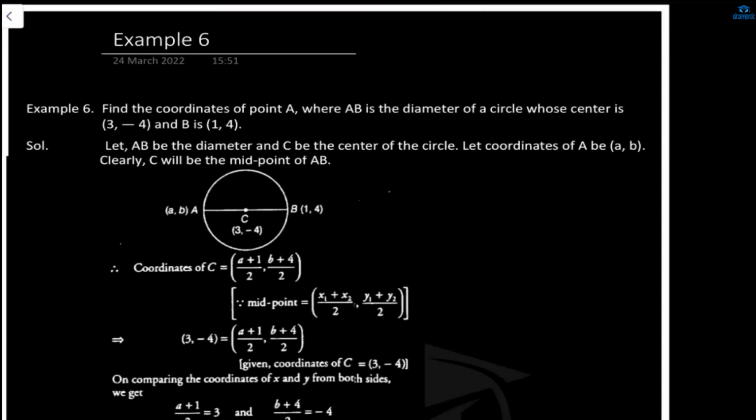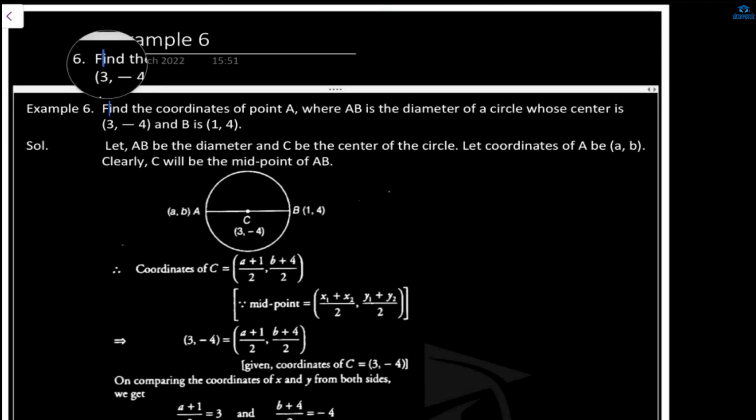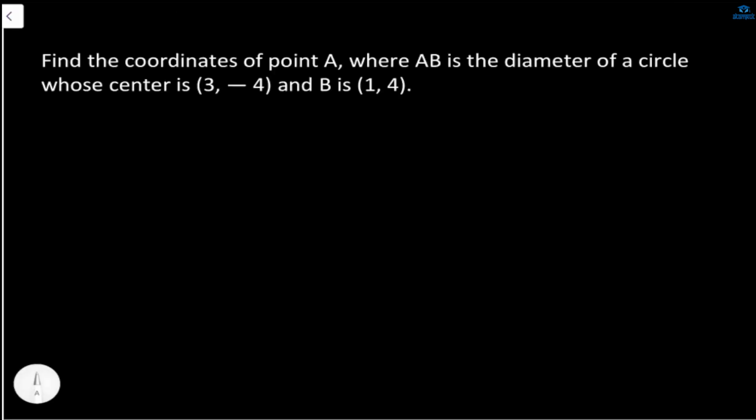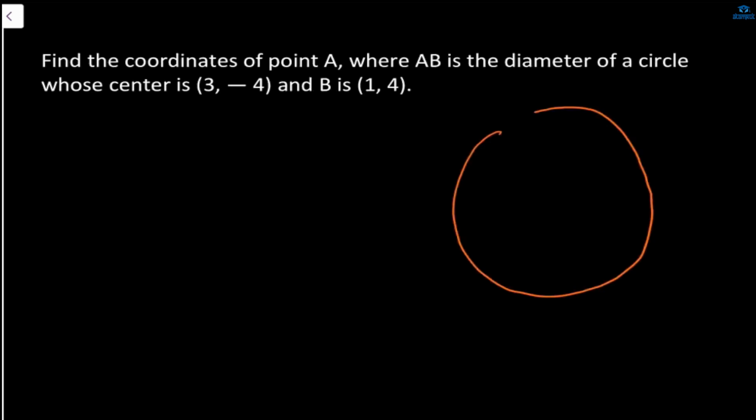Now it's question number 6. Find the coordinates of point A, where AB is the diameter of a circle whose center is (3, minus 4) and B is (1, 4). Since it is the diameter of a circle, AB is the diameter.